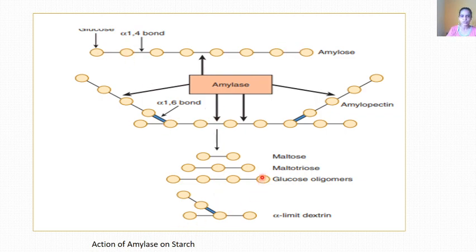As a result of this, what happens? Maltose, maltotriose, glucose oligomers, and alpha-limit dextrin are formed. Alpha-limit dextrin is something that contains a branched chain. Okay, so these are different compounds that are produced as a result of the activity of amylases or alpha amylases.